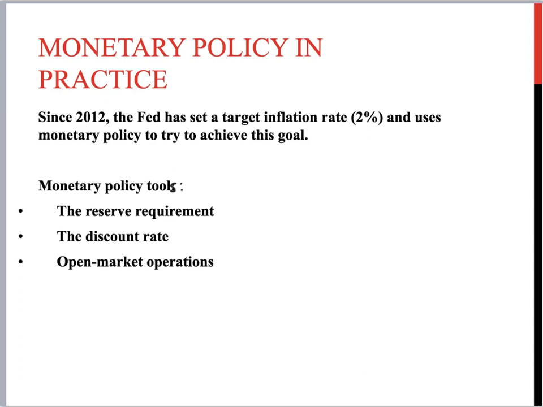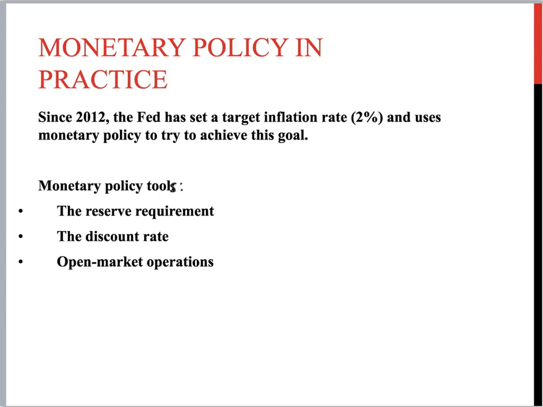Since 2012, the Federal Reserve has set a target inflation rate of 2% and uses monetary policy tools to try to achieve this goal. One monetary policy tool the Federal Reserve uses is changing the reserve requirement. Remember, the reserve requirement is the percentage of deposits that banks have to have on reserve at all times. Currently the Fed has set the reserve requirement at 10%. And this is, I think, the monetary policy tool that the Fed actually uses the least.